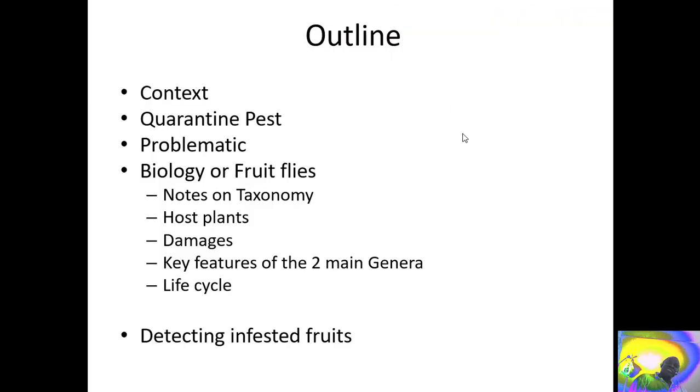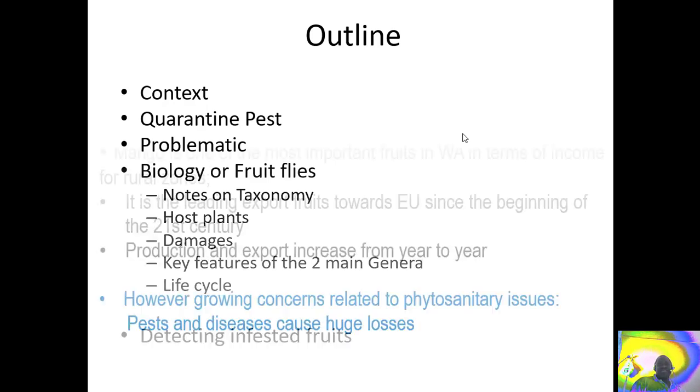As an outline, I'd like to talk first about the context, and then I will give the definition of a quarantine pest, and then I will talk about the problematic. After that, I will cover the biology of fruit flies, in which some parts will be dedicated to taxonomy, another one to host plants, to damages, to key features of the main genera that are causing a lot of damage in West Africa, but also I will cover the life cycle. As a last point, I'll be talking about how to detect infested fruits.